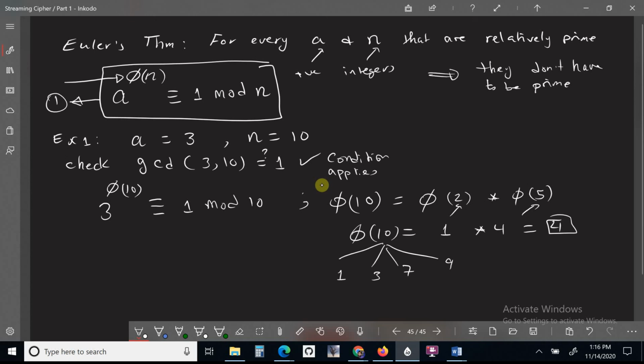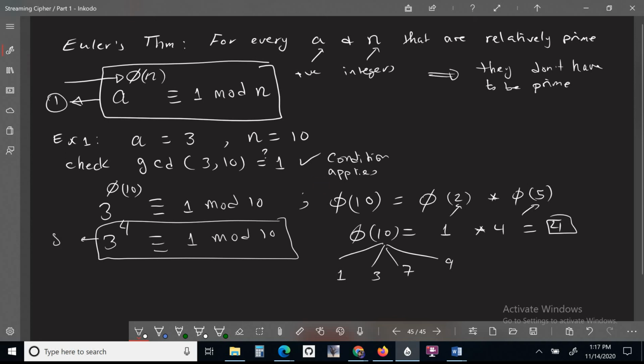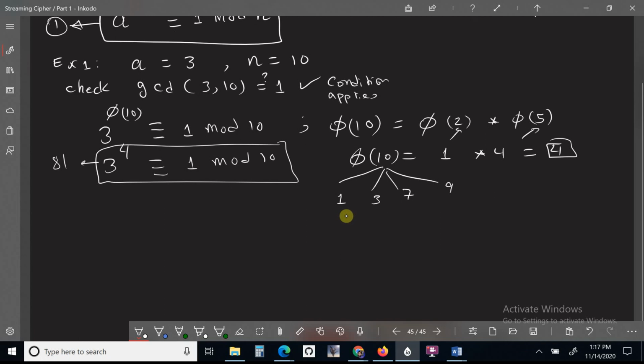So obviously phi of 10 we found to be 4, so this will be 3 to the power 4, equivalent to 1 mod 10. Of course, you can verify it. 3 to the power 4 is 81. You divide 81 by 10, the remainder is 1. So let's take another example on this, example 2.